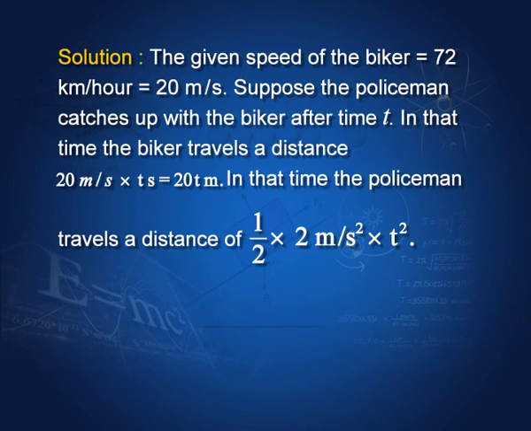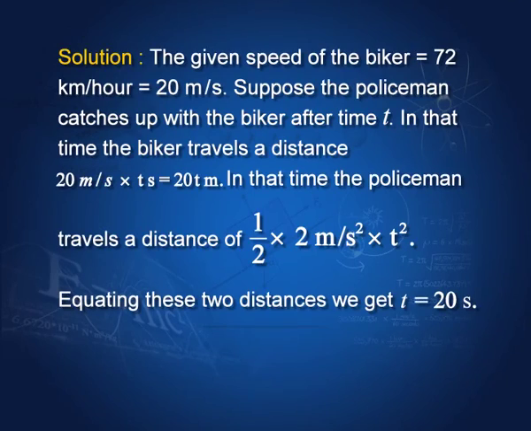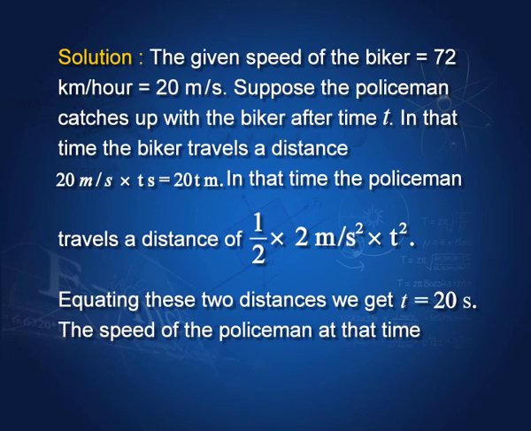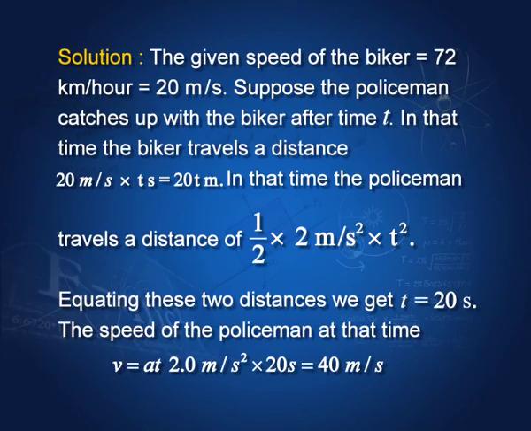In that time, the policeman travels a distance of half into 2 meters per second square into t square, that is s equal to half a t square. Equating these two distances, we get t equal to 20 seconds. So, we know that in 20 seconds the policeman is able to get to the biker. The speed of the policeman at that time is given by v equal to a t, because u is 0. So, v is equal to a t, that is 2.0 meter per second square into 20 seconds, which is 40 meters per second.